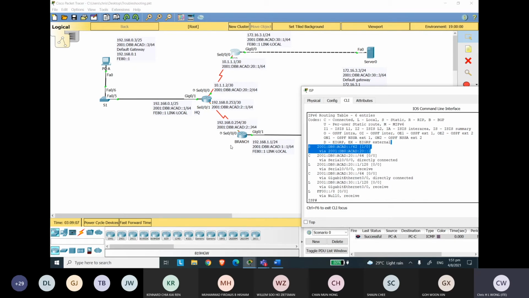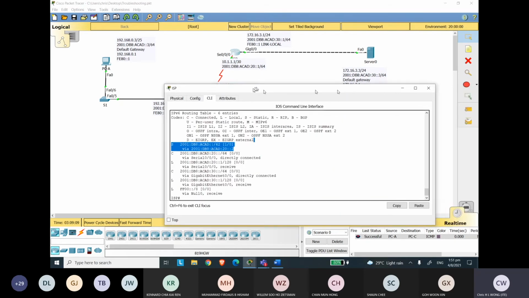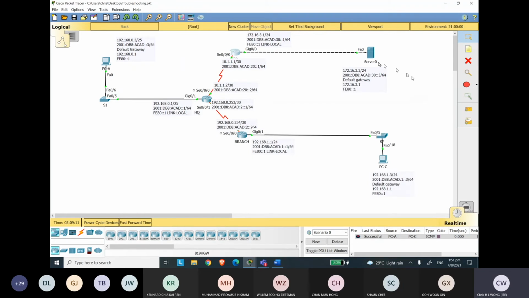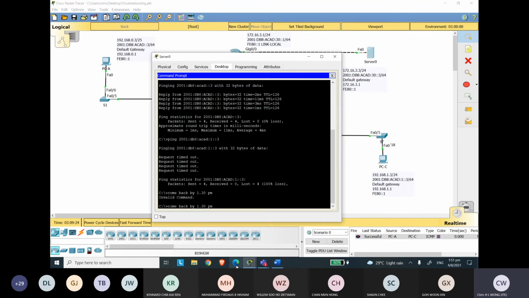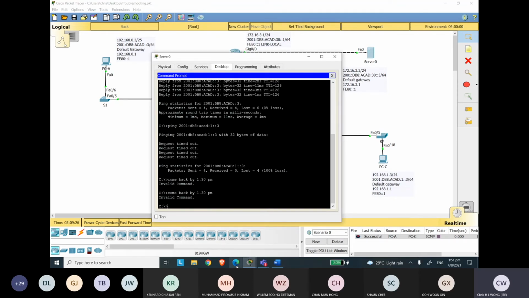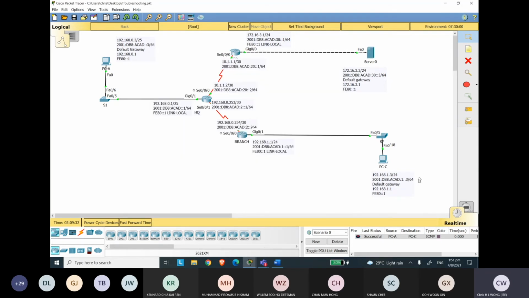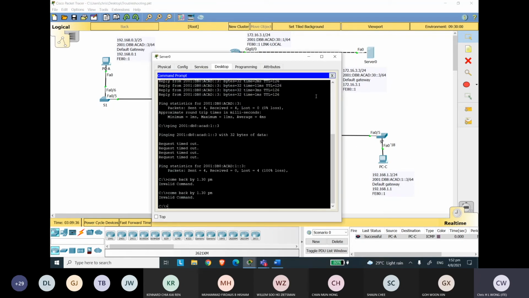Since there's no issue, can you still ping C or not? Just now we already checked that server 0 can ping your PCA, right? Since there's no issue, can server 0 ping PCC? Double check again. You should be able to ping. So let's check again. Everybody go to server 0. I want you to ping the PCC, because the summarized routing is okay. So why can't it ping? Just double check. Just ping.